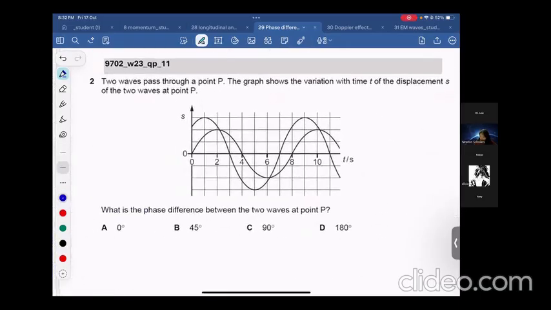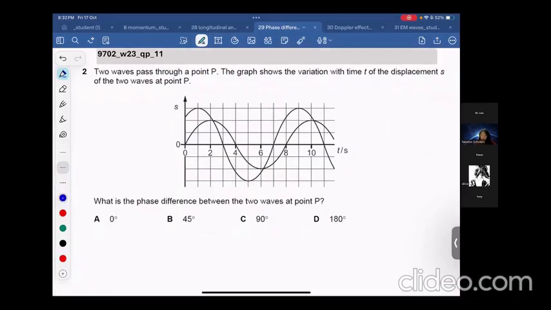Clement, okay, good job. Here two waves pass through point P. The graph shows the two waves at point P. What is the phase difference between the two waves at point P? They capture these two waves and want to find their phase difference. So here, from crest to crest, easy, I will find from crest to crest here. I'm trying to find how far they travel, how far they separate. What is the distance between these two waves?